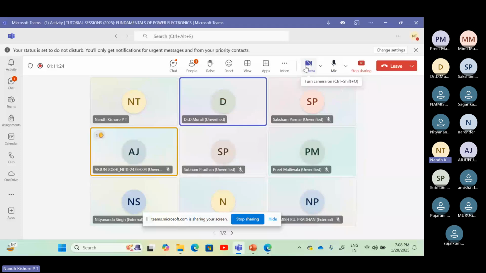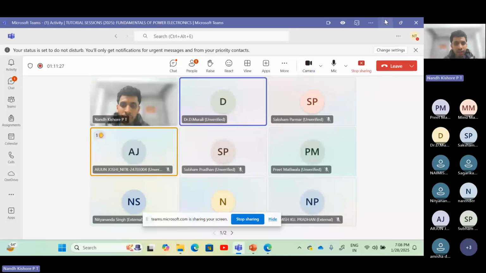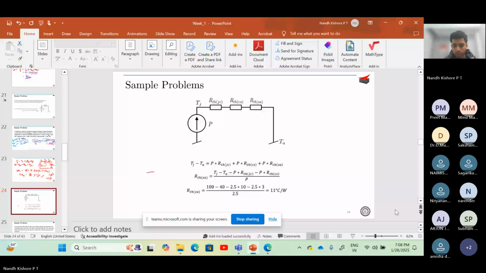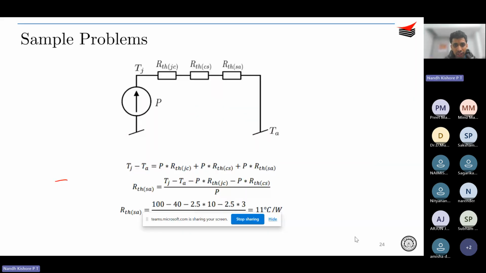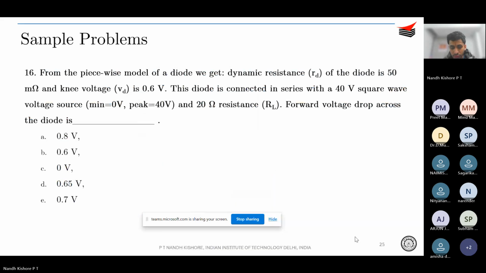Okay, so we'll go ahead. So far, I presume you don't have any doubts, right? Then go ahead with the next problem. From the piecewise model of a diode, we get the dynamic resistance of the diode as 50 milliohms and the knee voltage as 0.6 volts. So RD is given, VD is given, right?